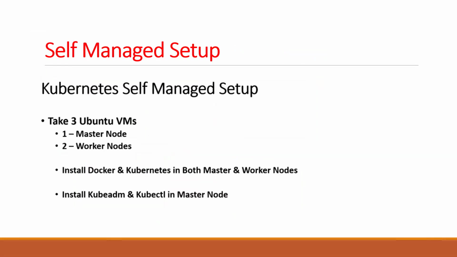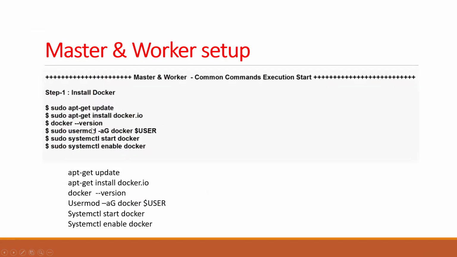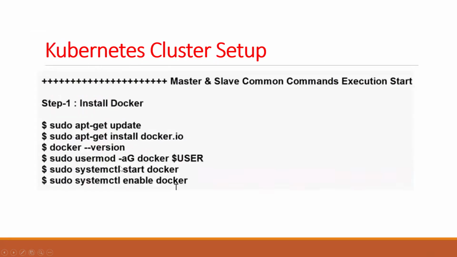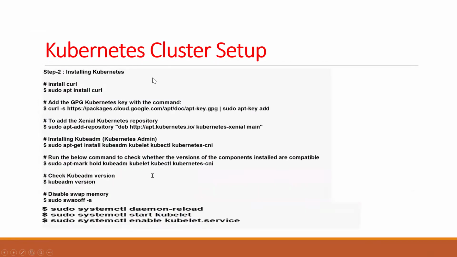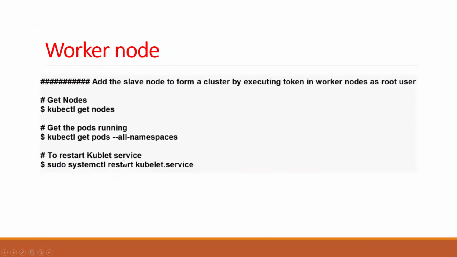Okay, Kubernetes self-managed setup. Take three Ubuntu VMs: one master node and two worker nodes. First, we need to install Docker and Kubernetes on both the master and workers. Kubernetes here means kubeadm. Install kubeadm and kubectl in the master node. It will be very difficult, guys. Don't use self-managed, but just learn how it works. These are the steps. You guys can go through these steps.